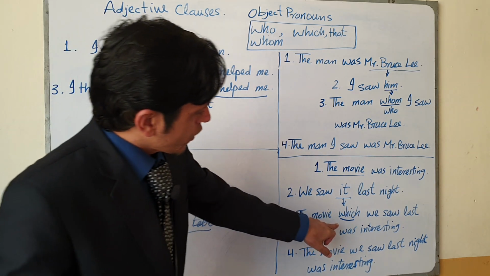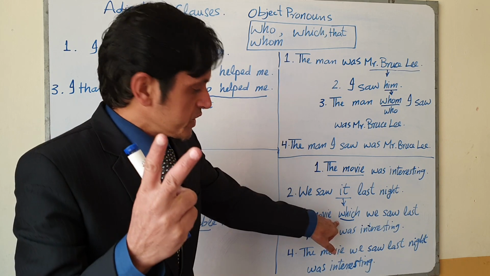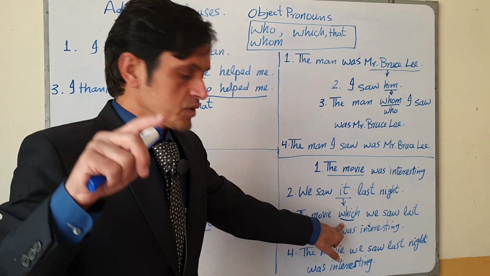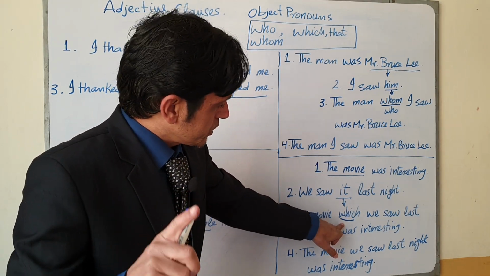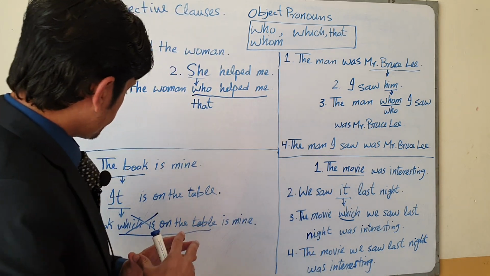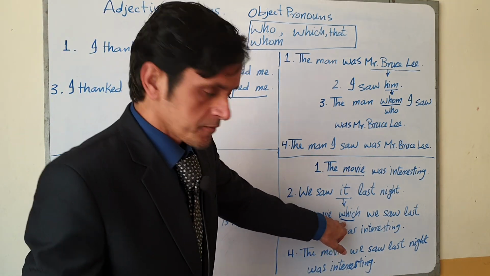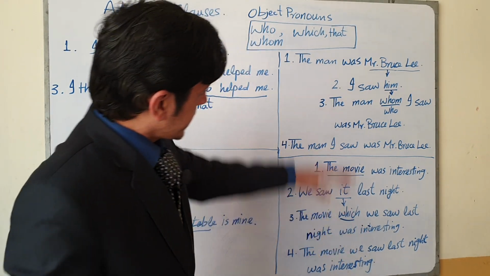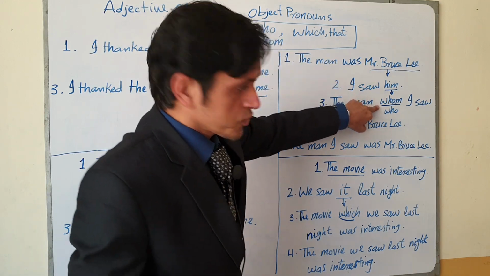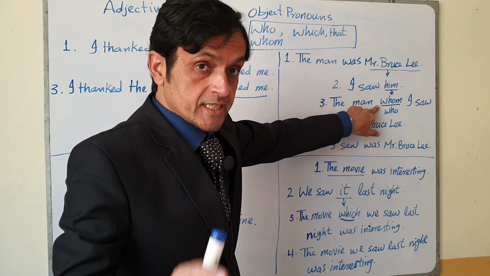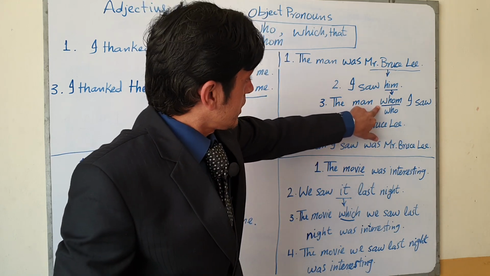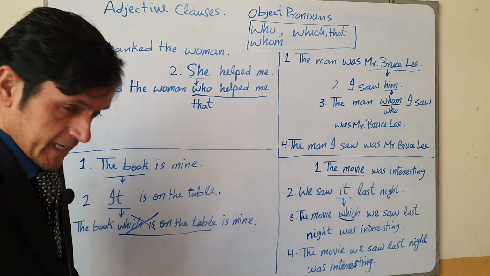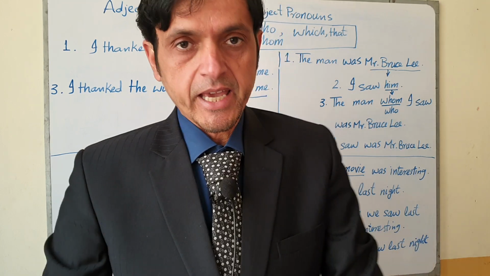Okay, and here we can omit because of two reasons. Number one, it is used in the objective case. This is reason number one. In reason number two, when a pronoun is used for the things, so in that case we can omit this one. And here, even though it is used for the persons, but still it can omit. Why? Because it is in the objective case. It is a little bit complicated, but if you watch them again and again, you will understand.